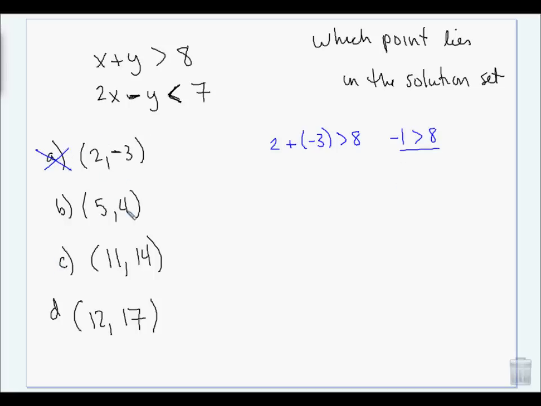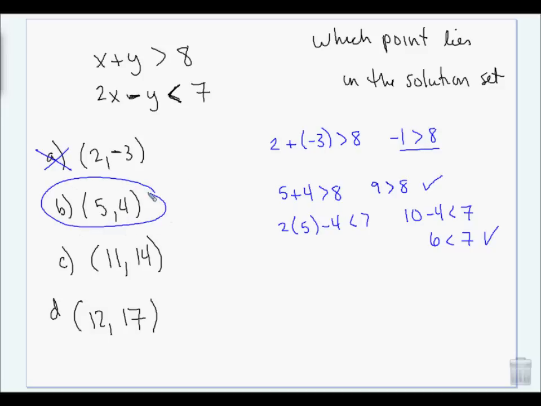I take 5 and 4. If I plug it into the first one, I get 5 plus 4 is greater than 8. That's 9 is greater than 8. This is true. And then if I plug it into the second one, I get 2 times 5 minus 4 is less than 7. So 10 minus 4 less than 7. That means 6 is less than 7. That is also true. Since it was true for both inequalities, it is true for the system.